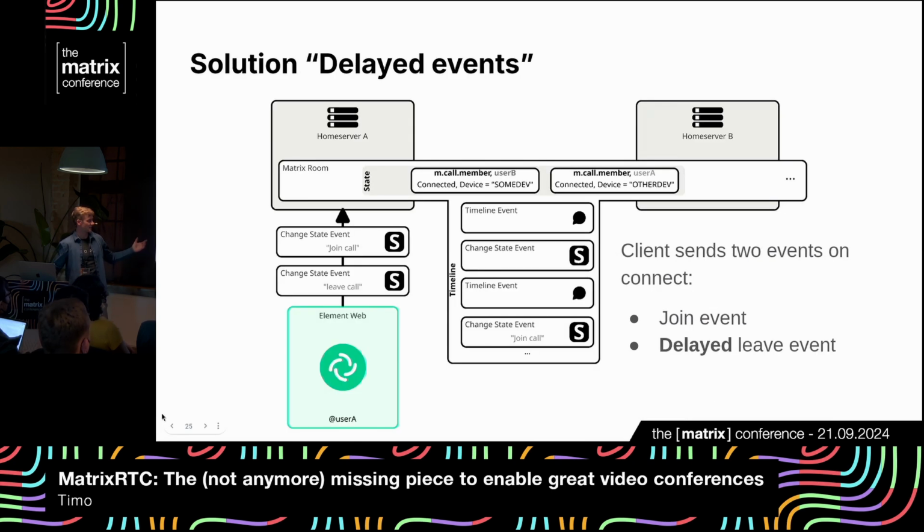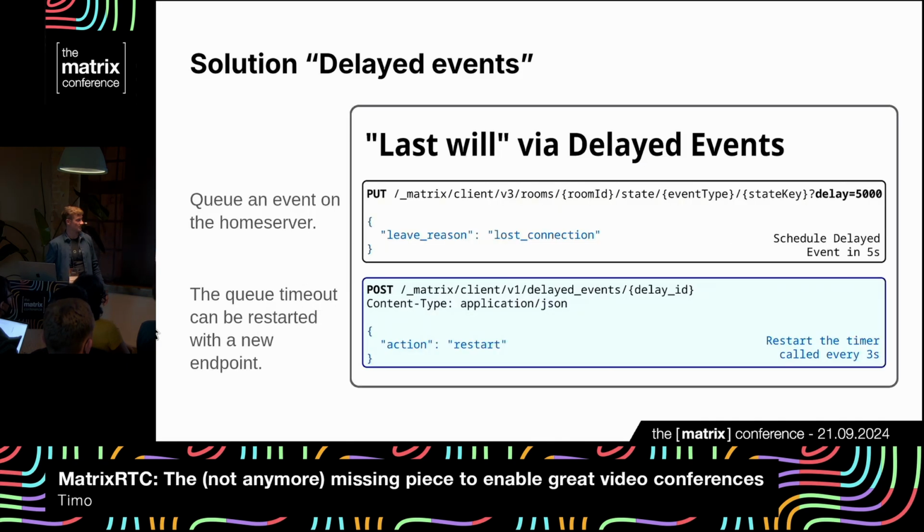And there's now a solution for this, and we call this delayed events. So basically, instead of just sending one event, this is a new spec which we developed in the context of MatrixRTC, and it's quite a cool addition to Matrix in general, not just MatrixRTC. What you can do here is you send two events, one for joining, one for leaving, and the join event will immediately be in the DAG, but the leave event will be held in home server A as long as there's a heartbeat from the Element web application. As soon as this heartbeat dies because of a lost connection, then it will be put into the DAG.